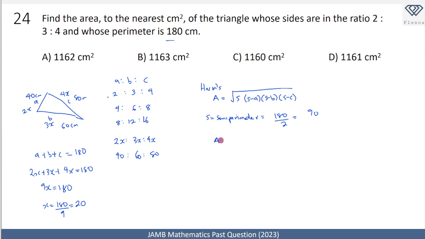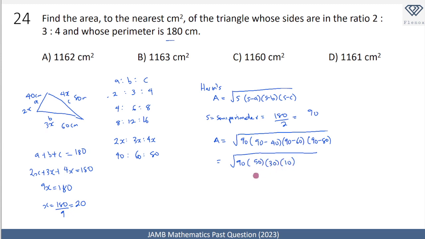And A, B and C represent the lengths of the triangle. So the area becomes the square root of 90 times 90 minus 40, 90 minus 60, which is the second side, and 90 minus 80. So it is the square root of 90 into bracket 90 minus 40 is 50, 90 minus 60 is 30, and 90 minus 80 is 10. Now when you multiply these three numbers together, you get 135.